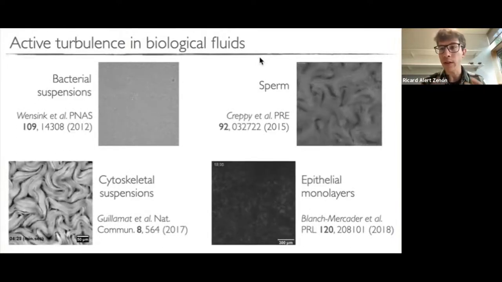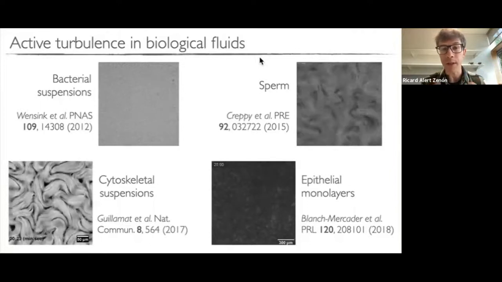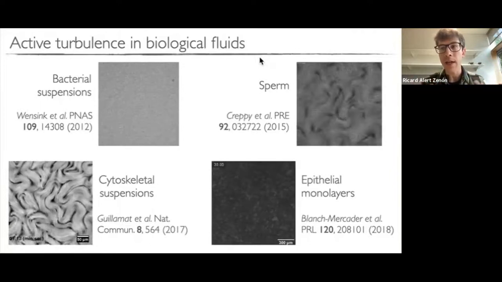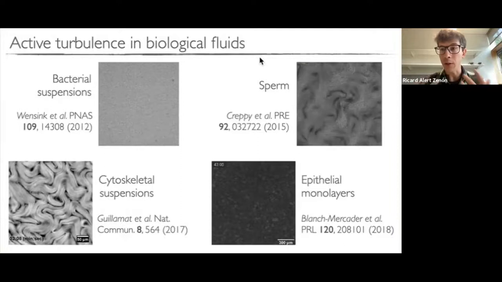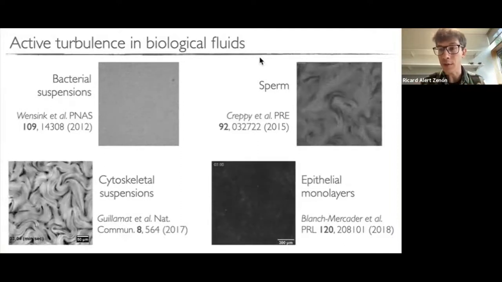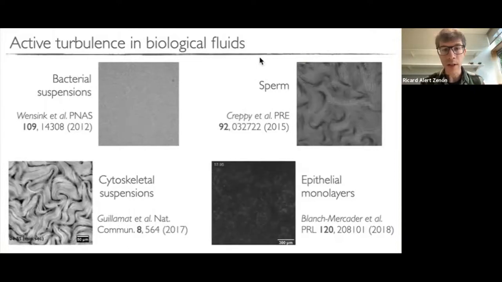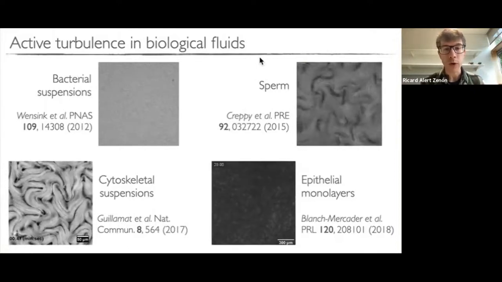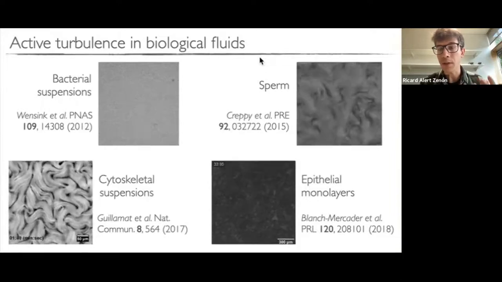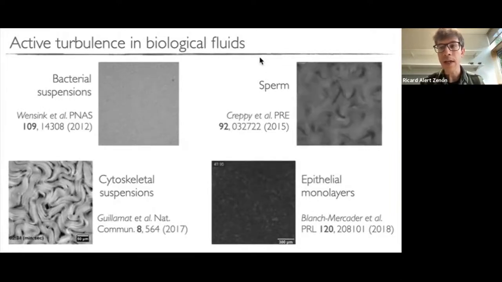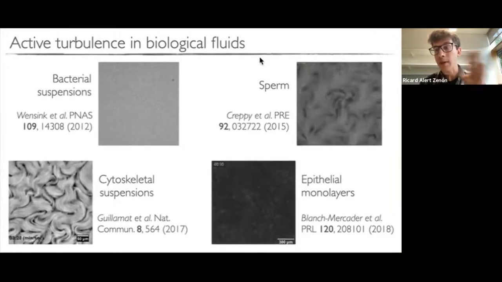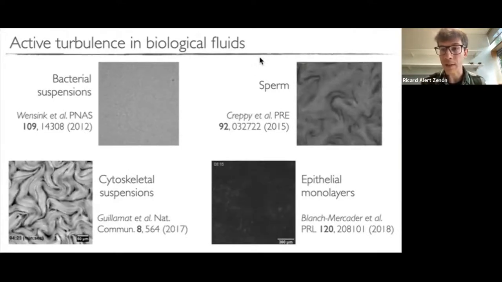But the question is then, what are the fundamental similarities and differences between this type of active turbulence and the traditional, classical turbulence based on inertial forces, where the Reynolds number is high and inertia dominates over viscosity? And so what I want to do first is to actually tell you about two key concepts in the theory of classical inertial turbulence so that I can then compare and contrast with what we found in active turbulence.